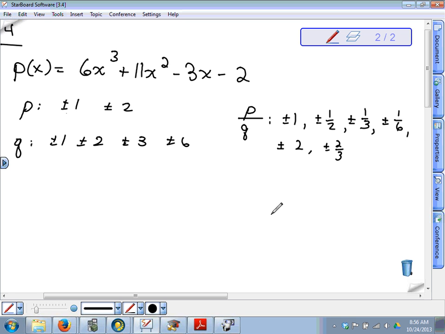We might get lucky and find the whole numbers rather than having to use fractions. So let's test plus 1, and then we'll test minus 1, we'll test minus 2, we'll test plus 2. And keep your fingers crossed.